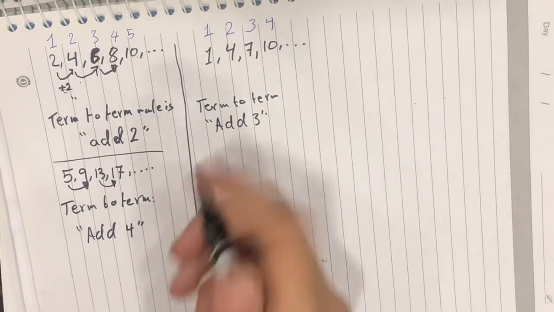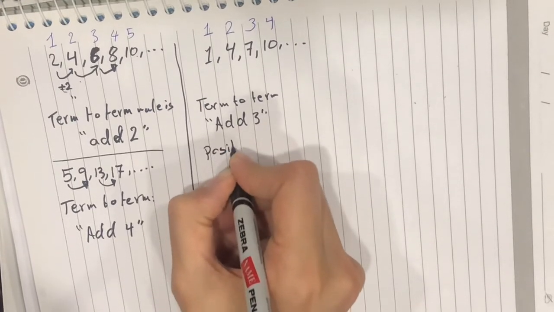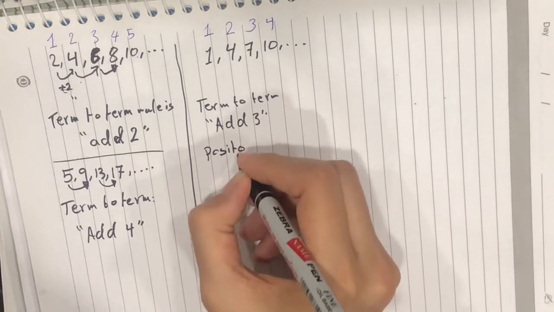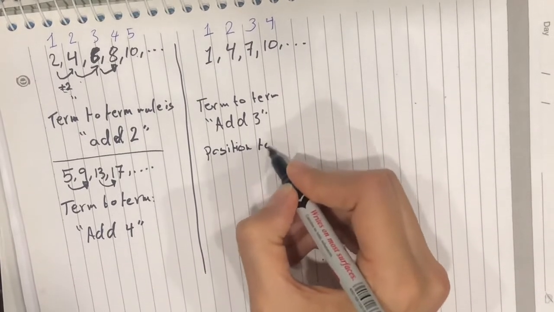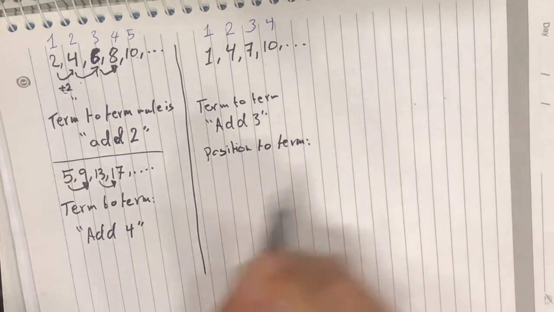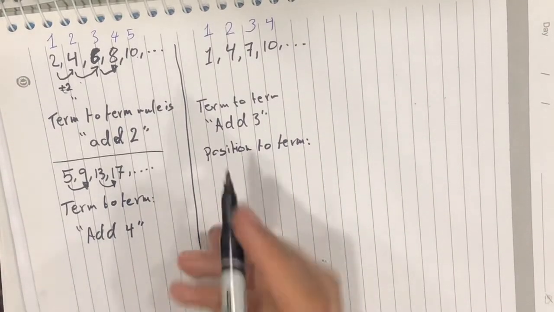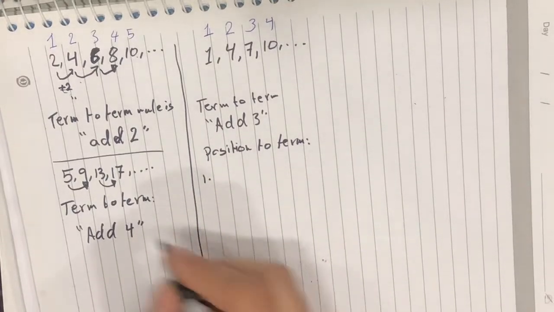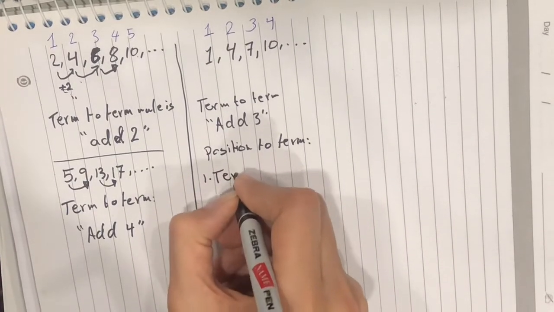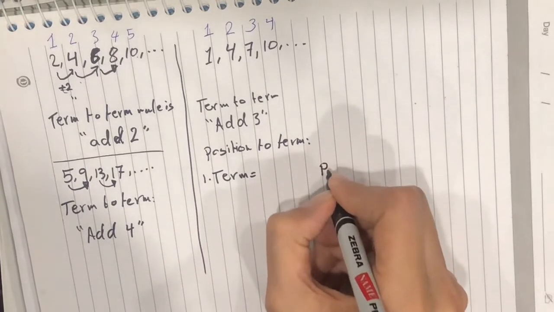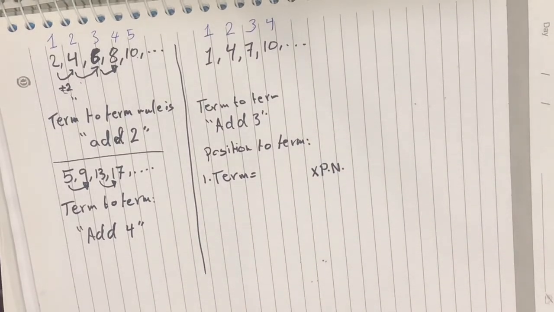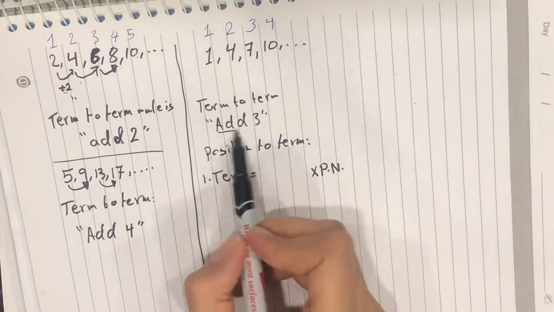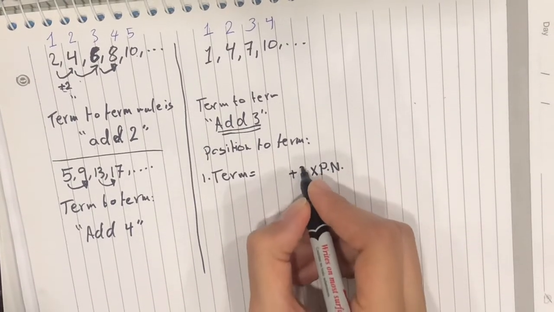Now to find the position to term rule, we have three major steps. Step number one, I write term equals position number, PN stands for position number, times what? Times the term to term rule. My term to term rule was add 3, so I write plus 3.